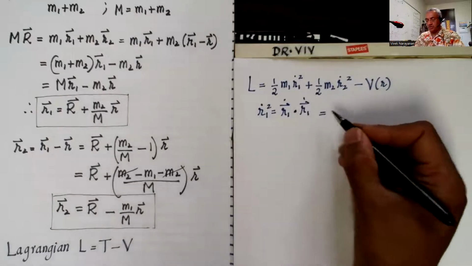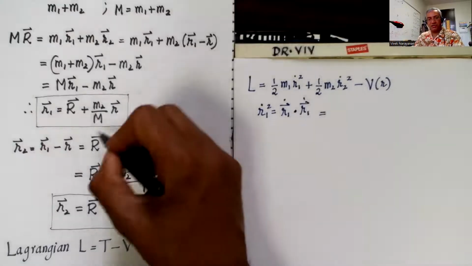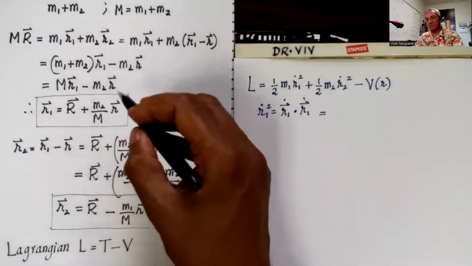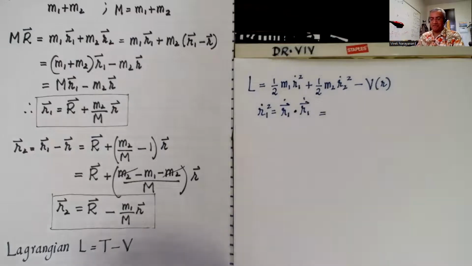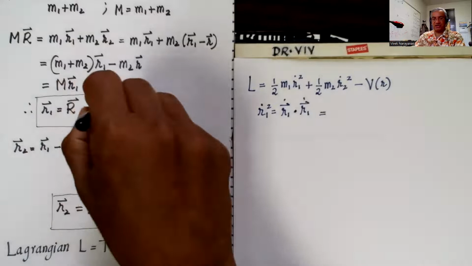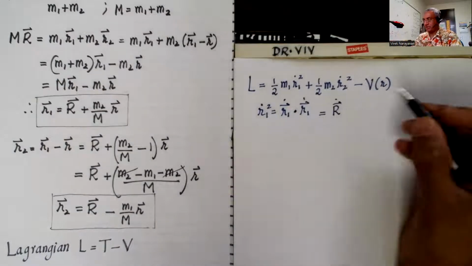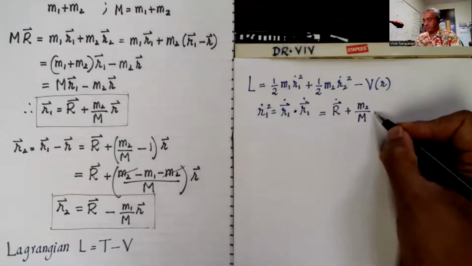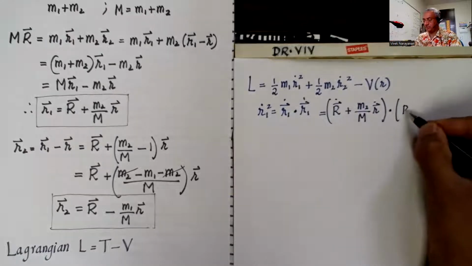Now r1 is just right here. When I take the dot, the masses don't get dotted because the masses are constant. If the masses change with time, then they also get dotted. So if you're talking about a comet, you've got to be careful. But as long as there's no mass loss involved, you just do the r dots there, the R dots there, and don't worry about the mass. So I get R dot plus m2 over M r dot, and I dot that again with itself.